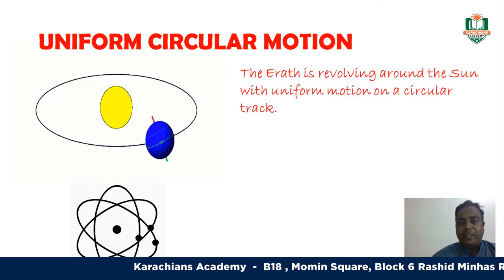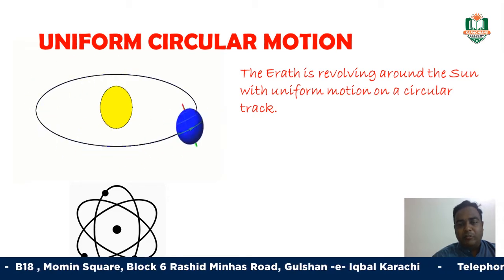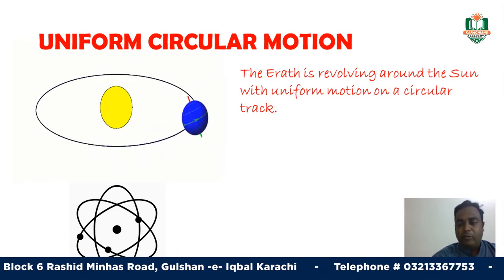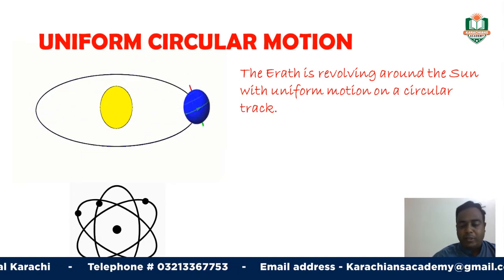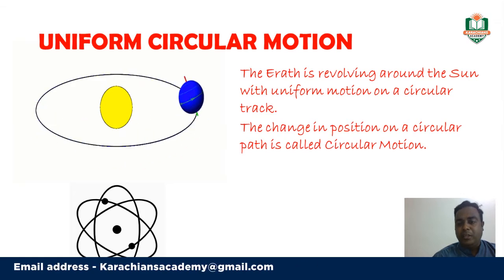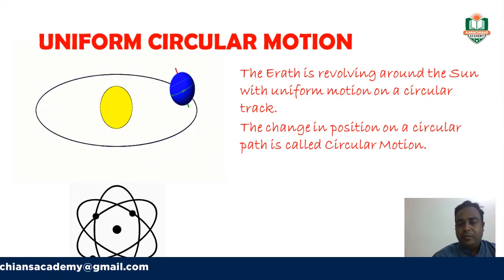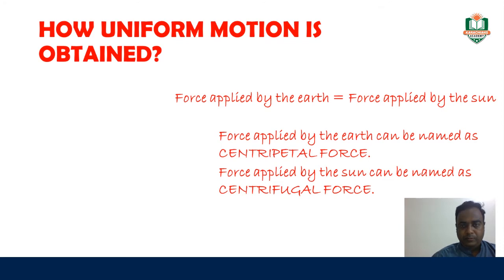So remember one thing, the earth is revolving around the sun with a uniform circular motion on a circular track, and the same happens with the electron that is moving around the nucleus. Here, the change in position on a circular track will be equal. The change in position on a circular track is called circular motion. Remember one more thing, how uniform motion can be obtained.